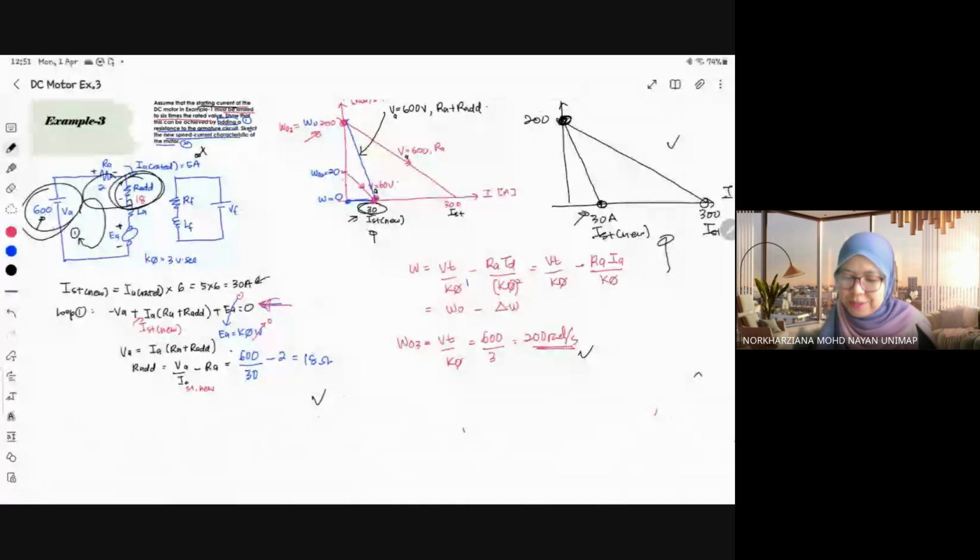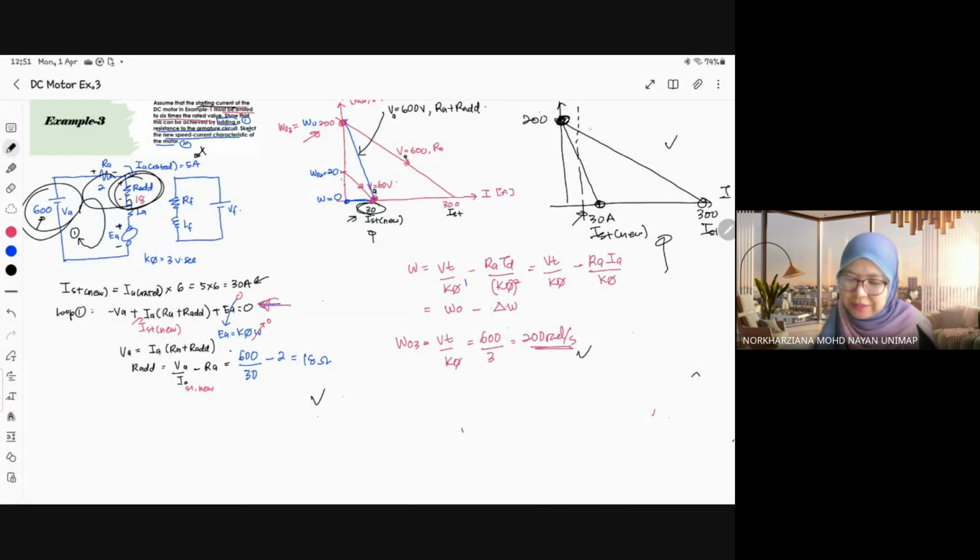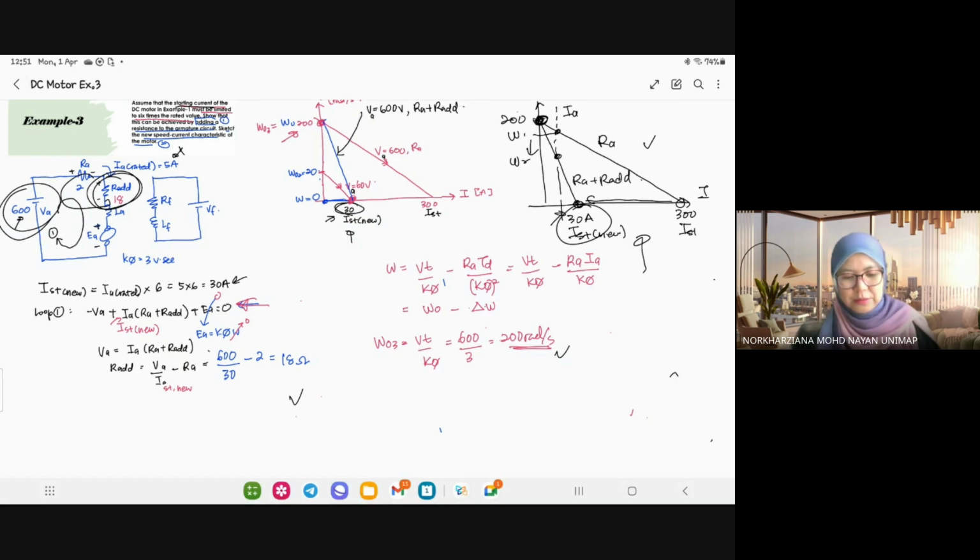Motor speed macam mana? Cuba project. Let's say this one IA. This one is for motor speed 1. This one is motor speed 2. So you will have variant of motor speed depend on this starting current punya ni lah. And this criteria is on this RA plus RX. Okay. So additional resistance will basically reduce your starting current as well as your motor speed. So the same concept can be applied to this example 4.